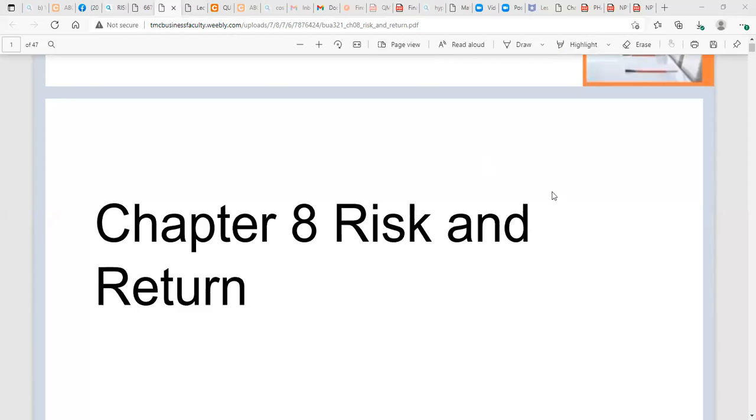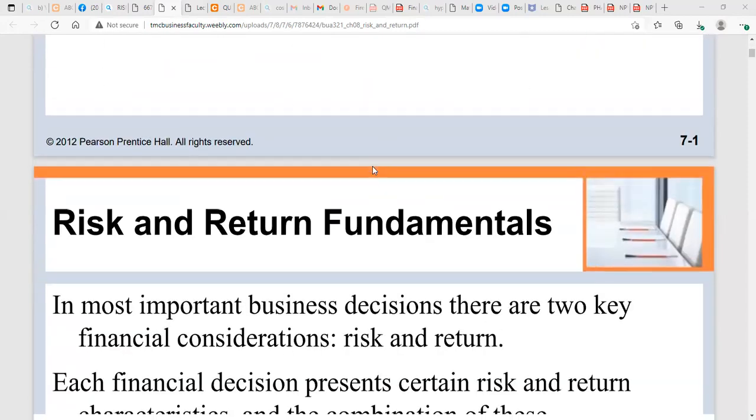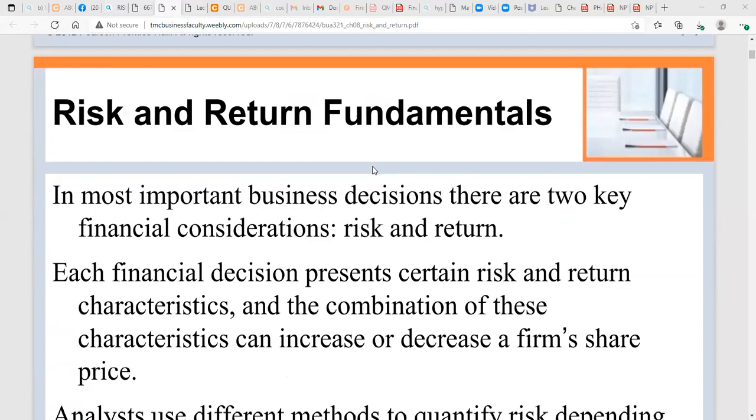This is one class that qualifies each one of you as managers. So as a manager of a firm, you need to calculate the risk associated to you investing in a particular portfolio. So the fundamentals of risk and return are as follows.